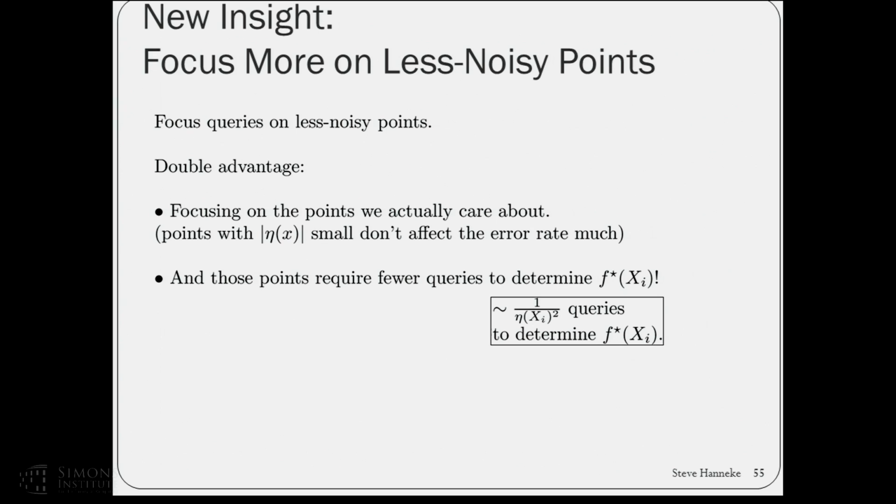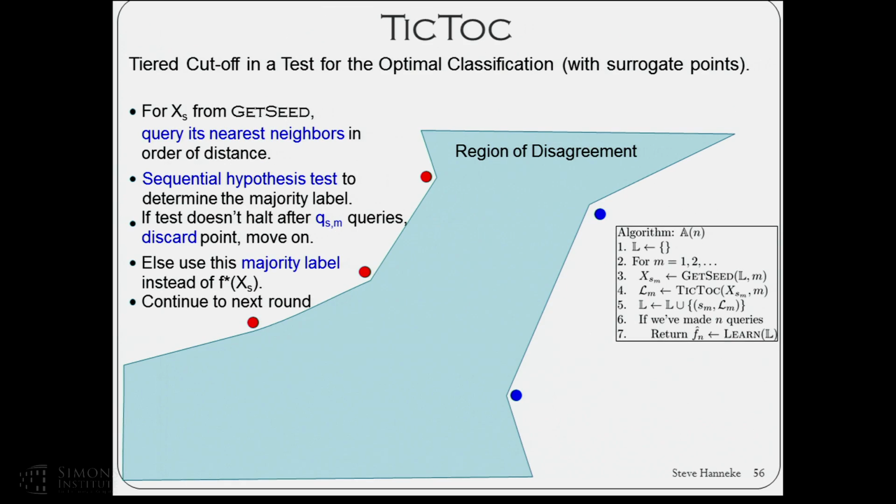And then there's a double bonus on top of that. It happens that this and this coincide. The second benefit is that it takes fewer queries to determine the optimal label on the less noisy points. So we're lucky that the points we actually care about also take the least number of queries to determine the optimal label. If the regression function is very far from 0, this is a small number. So we can combine those two motivations and design an algorithm that adaptively figures out where the less noisy points are and focuses more on those.